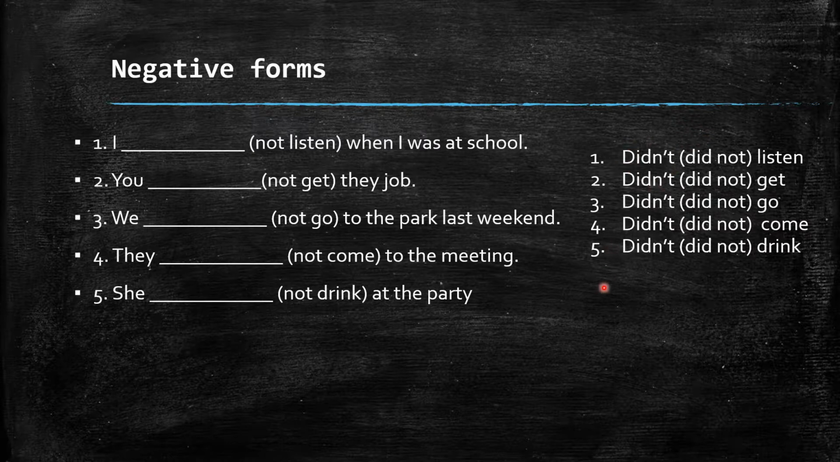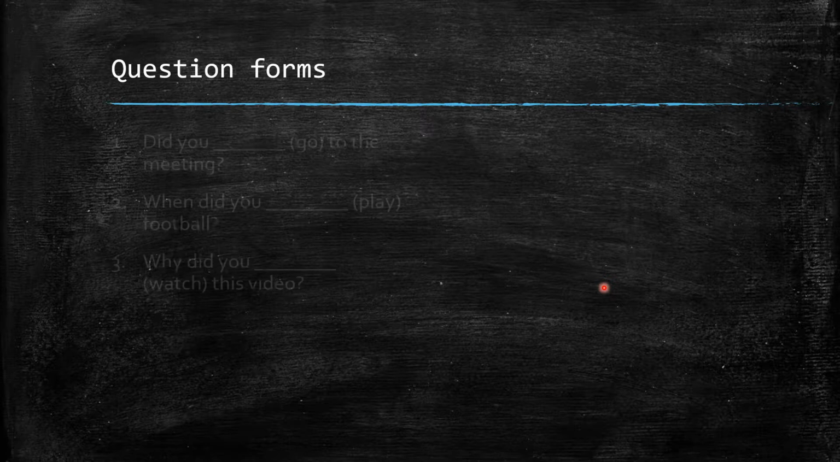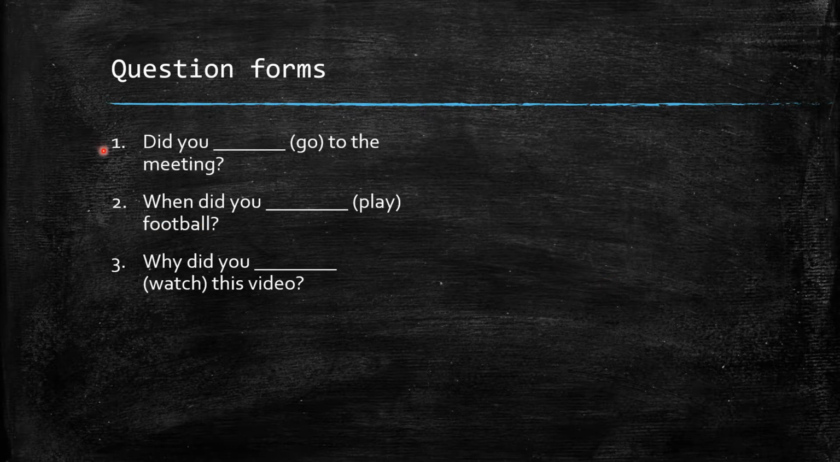Well, let's have a look at the next page. Question forms. So the first question here, did you to the meeting? Again, the same as before, we've got this word did. So we do not need to change the verb. Did you go to the meeting?